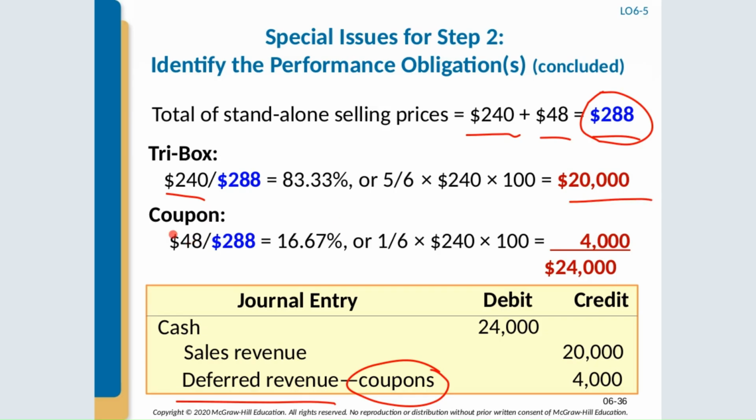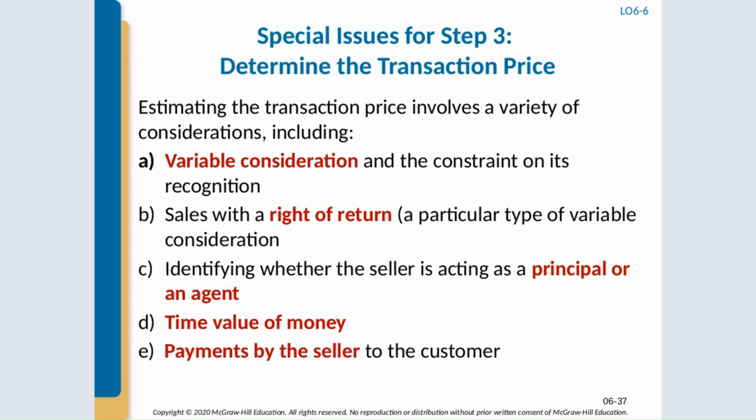And then we take that 48 again, divided by the 288. So again, we're just doing an allocation of the 288 based on the values that we assigned to the module and the coupon. So it's very similar to the one that we did previously, except that now we're adding this coupon to our selling price. And so anything that's related to the module at point of sale, we're recognizing, and we're left with $4,000 of coupons that is deferred revenue, and we're going to recognize that when the customer uses the coupon.